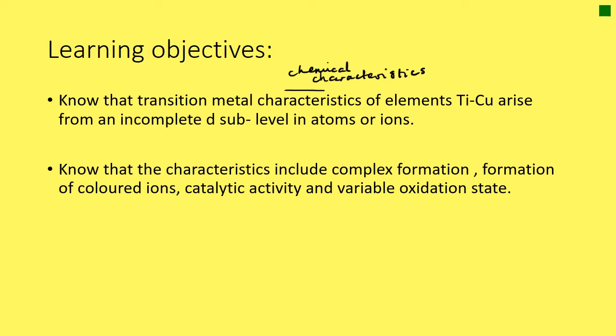And then we also want to know that the characteristics that we're talking about include complex formation, formation of colored ions, catalytic activity, and variable oxidation state. So really when we're talking about these characteristics, we're talking about the chemical characteristics.